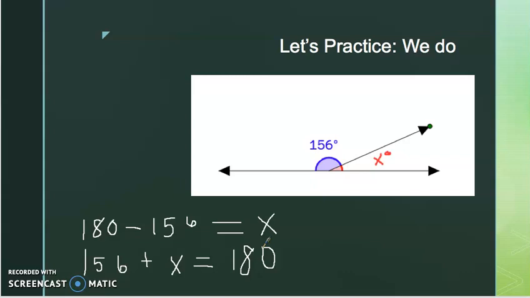All right, if you did the math correctly, you would get that x is going to equal 24 degrees. So x equals 24. So if you had that, great job. If you made a mistake, maybe check your math on your equations so that you can make sure that you do have it correct. All right, we're going to take a look now at an example with a complementary angle.